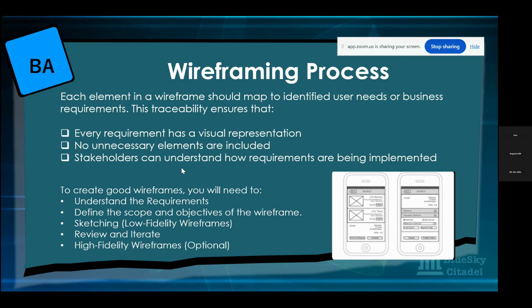So I've just said all of that here. To create a good wireframe, you need to understand what the requirements are. You need to understand what the scope and objective of that wireframe is. That's the scope, the start and the ending. If it's in scope, it's there. If it's out of scope, it's not there. It's sketching. That's what low fidelity means. It's like you're sketching. There isn't color or text or any of those things.